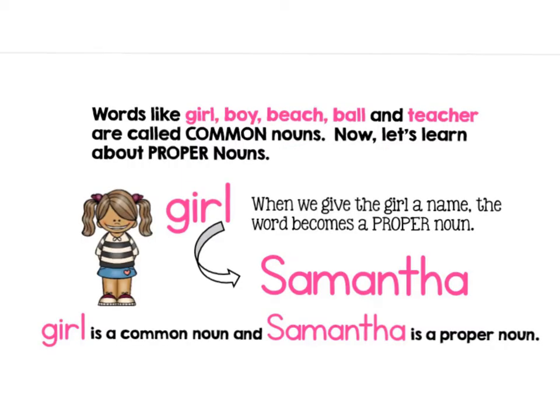Please read in your head while I read out loud. Words like girl, boy, beach, ball, and teacher are called common nouns. Now let's learn about proper nouns. When we give the girl a name, the word becomes a proper noun. So the word girl starts as a common noun, and when we give her a name, it becomes a proper noun. Girl is a common noun, and Samantha is a proper noun.